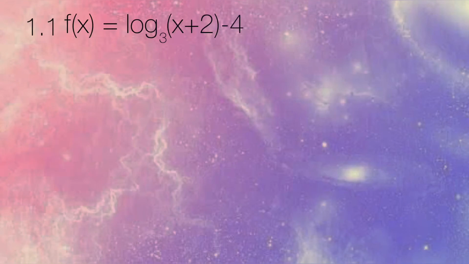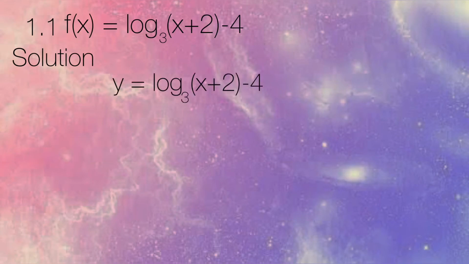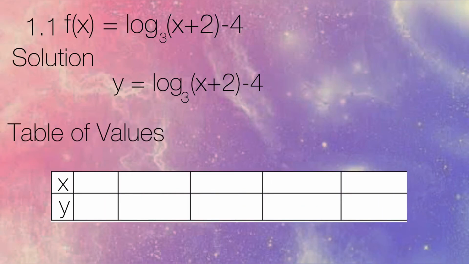Next is problem 1.1. Function of x is equal to logarithm of the quantity (x + 2) - 4 with a base of 3. First, let's change the function of x to y. So it will be y is equal to logarithm of the quantity (x + 2) - 4 with a base of 3. Third step is to make a table of values. We all know that the value of x must be positive real numbers. So it will be 1, 2, 3, 4, and 5.